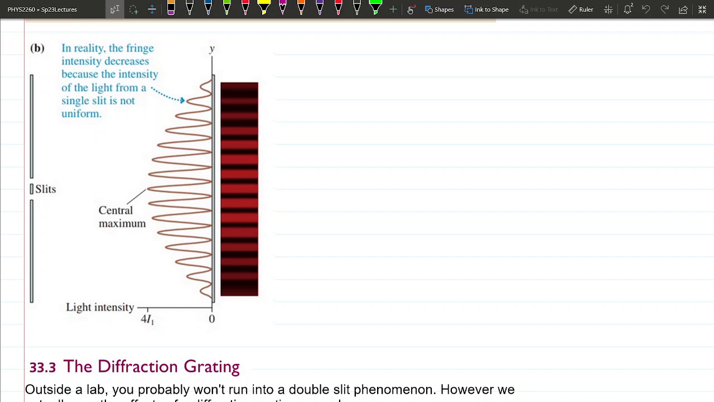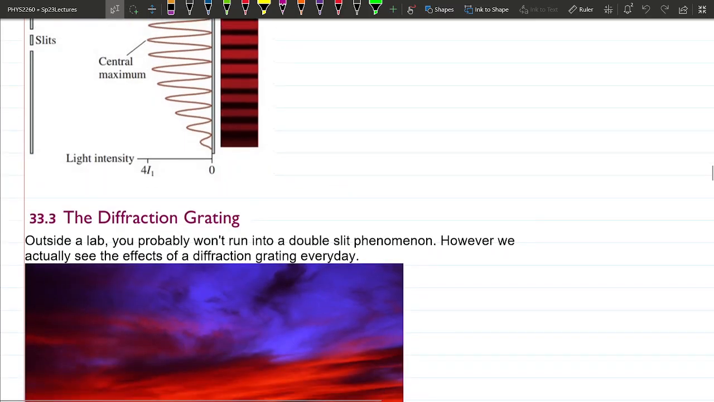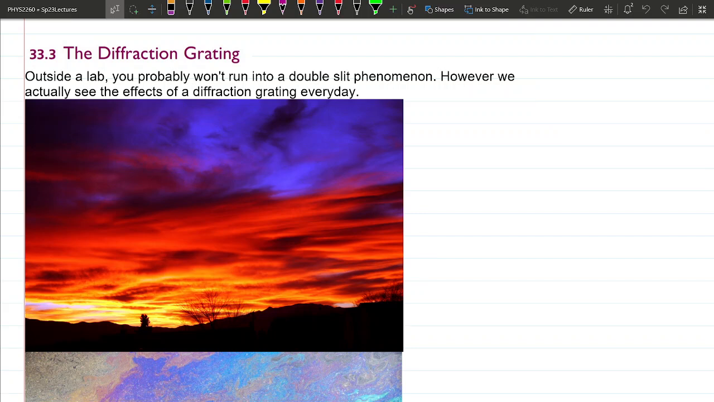And what we're going to do today is go to more slits, okay? Why only do two, right? So these are known as diffraction gratings. Outside of a lab experiment, such as the ones I set up here, usually you don't have this double slit situation. Usually you actually have multiple light sources that are interfering with each other.